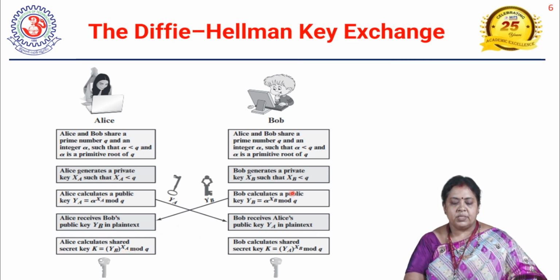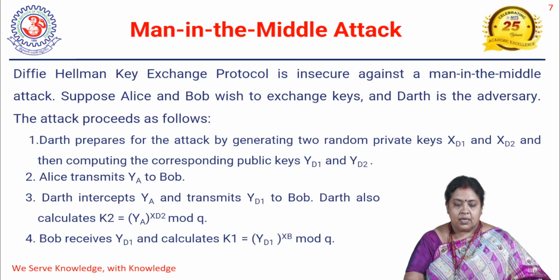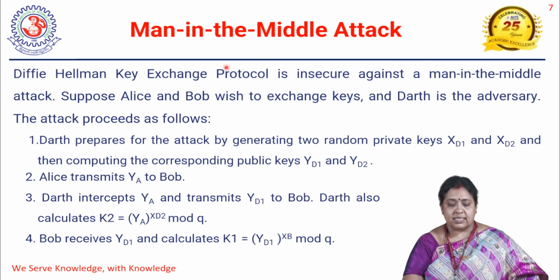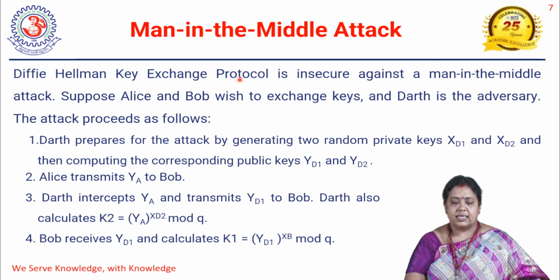And how Bob is going to calculate the key is K equal to YA, the public key of Alice, to the power of XB, which is the private key of Bob, mod Q. The importance of this algorithm is that both keys are the same. They will give identical results, and by using this key K, they can go for symmetric encryption. One more thing we have to discuss is that this Diffie-Hellman key exchange is insecure.